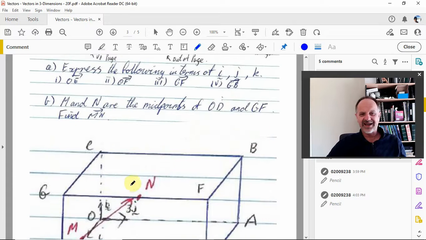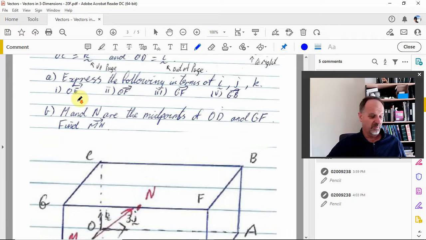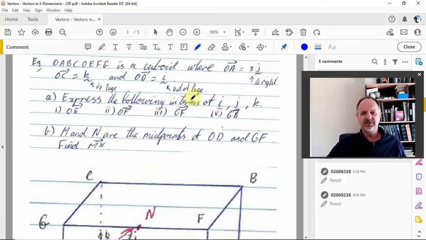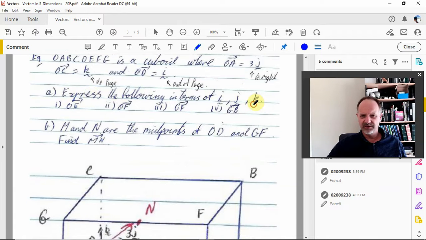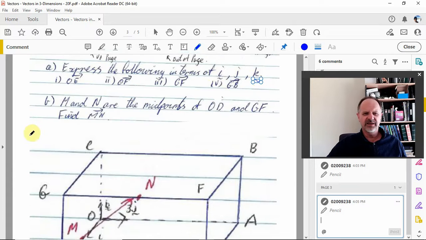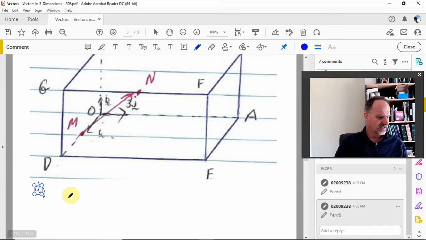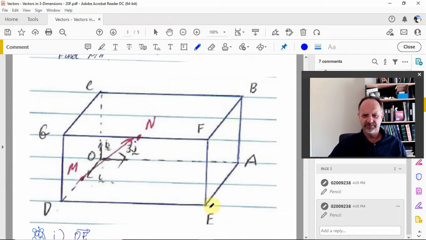All right, now I've already added some extra things in, which comes to part B, so just ignore the red for a moment. We express the following in terms of i, j, and k. Forgot my little vector sign there. All right, so let's have a look. The first one, part 1, is asking us from O to E. So O to E, that's over here.